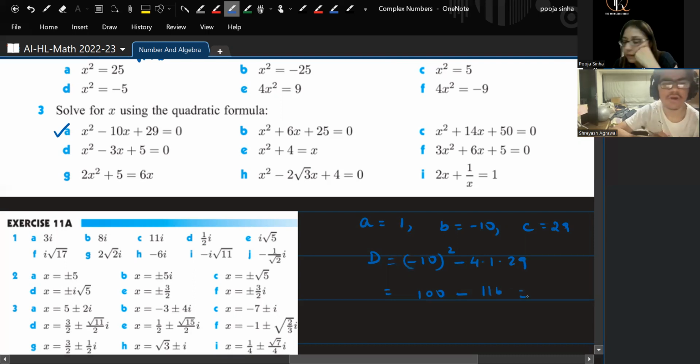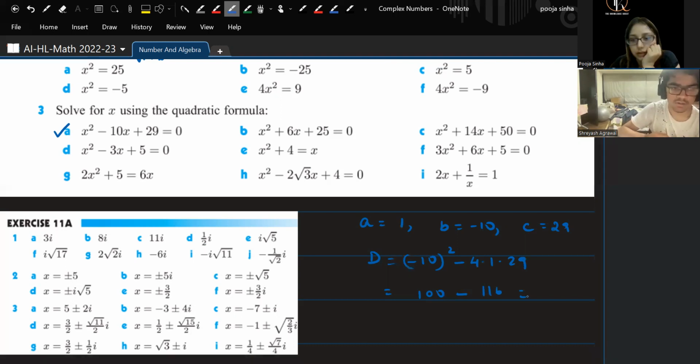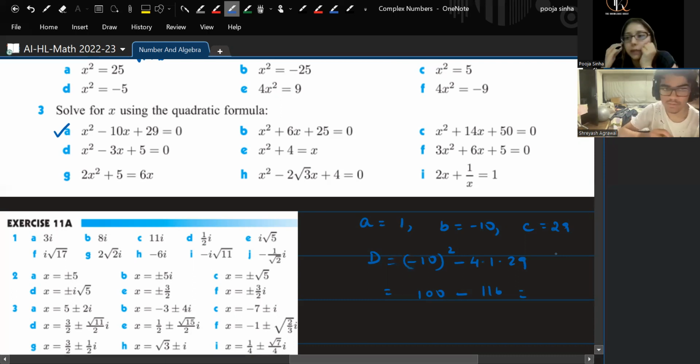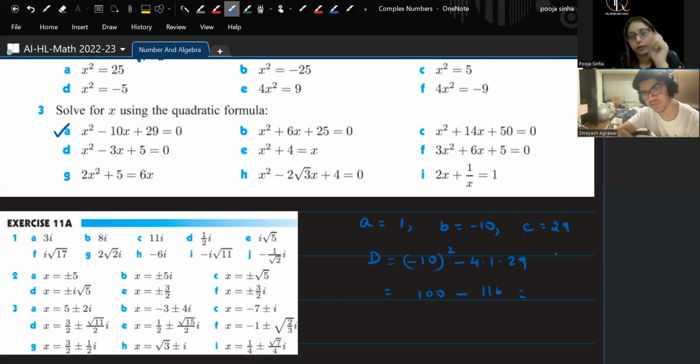Oh wait, yeah, I forgot to divide it by 2. That's right. Okay, you got your mistake? Understood? Yeah, I forgot to divide 4i by 2. So are you getting 5 plus minus 2i? Yeah, now I did. Very good. I just forgot to divide 4i by 2, so I left it as is.